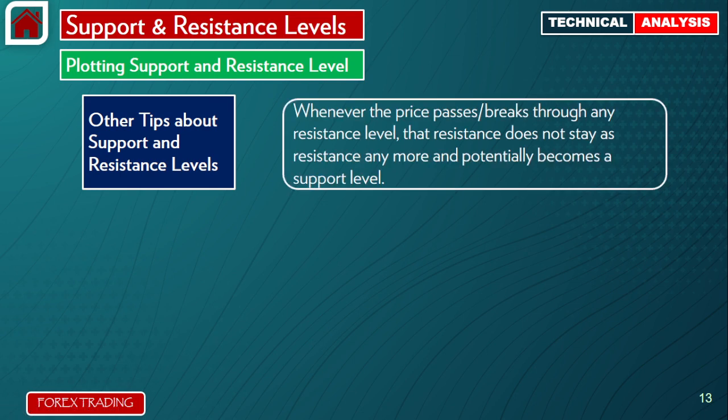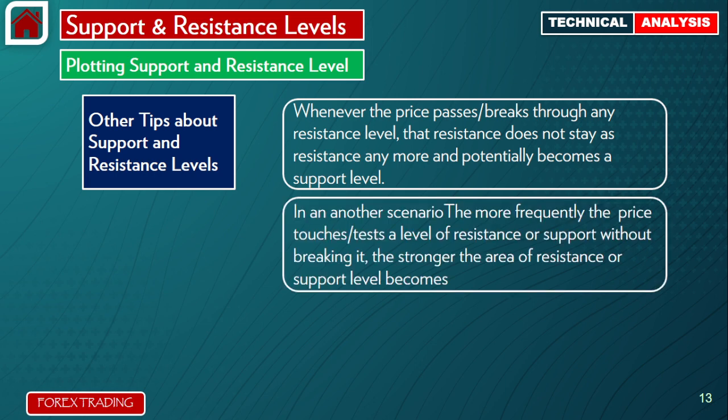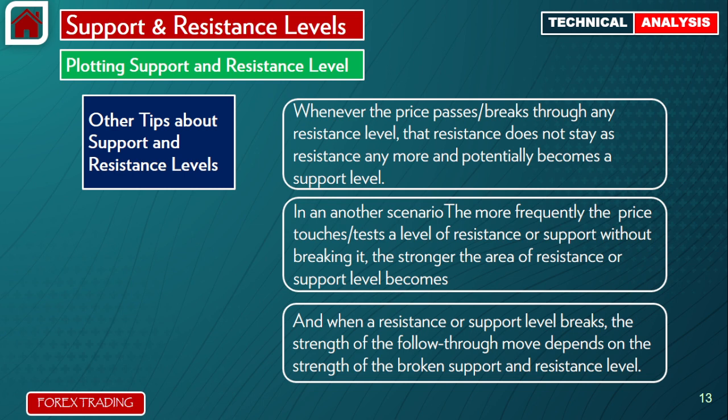Some other tips for support and resistance levels: whenever the price passes or breaks through any resistance level, that resistance does not stay as resistance anymore and potentially becomes a support level, as we discussed in the previous slide. In the other scenario, the more frequently the price tests a level of resistance or support without breaking it, the stronger that area of resistance or support becomes. And when a resistance or support level breaks, the strength of the follow-through move depends on the strength of the broken level.